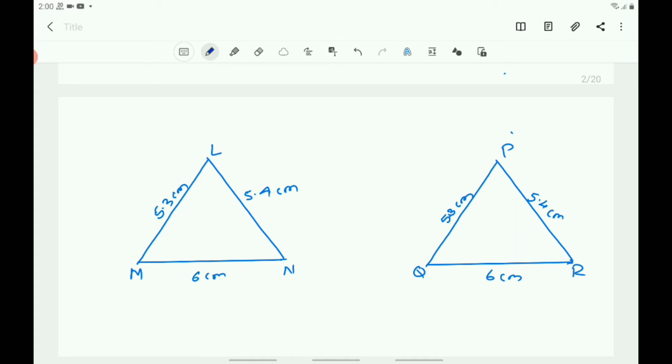LM is equal to PQ, that is 5.3 centimeter. MN and QR are equal to 6 centimeter. LN and PR are equal to 5.4 centimeter. And if you place one triangle on the other, triangle PQR and triangle LMN coincide, they cover completely. This is one of the special natures of congruent triangles. They coincide with one another, their corresponding angles are equal, their corresponding sides are equal, and they are congruent triangles.